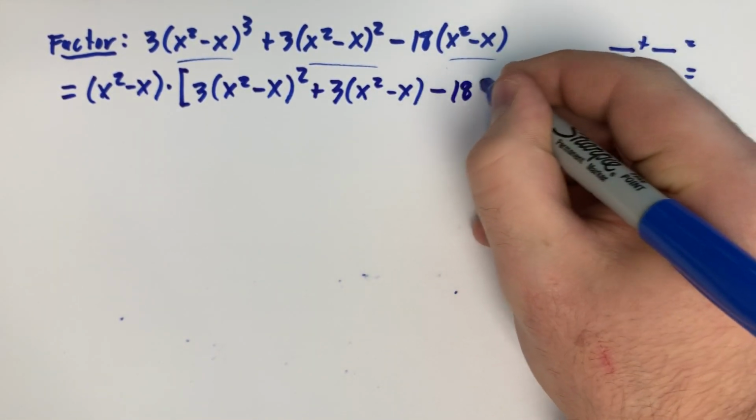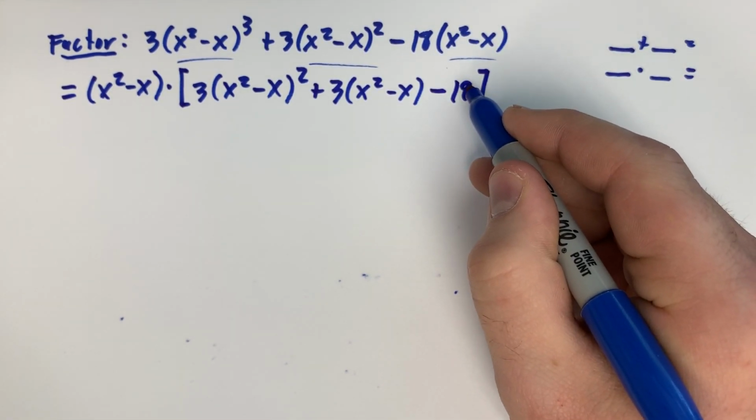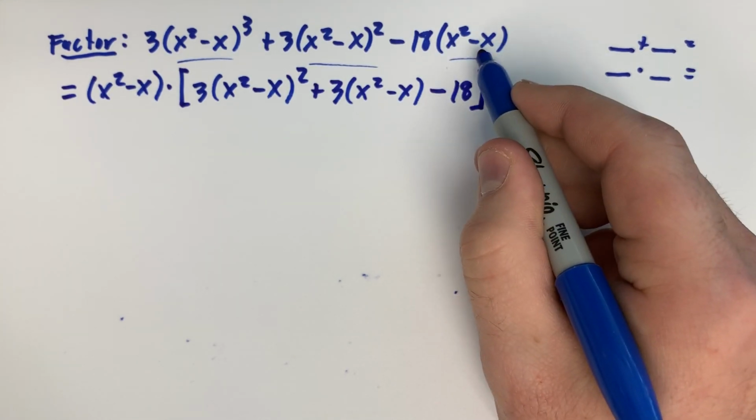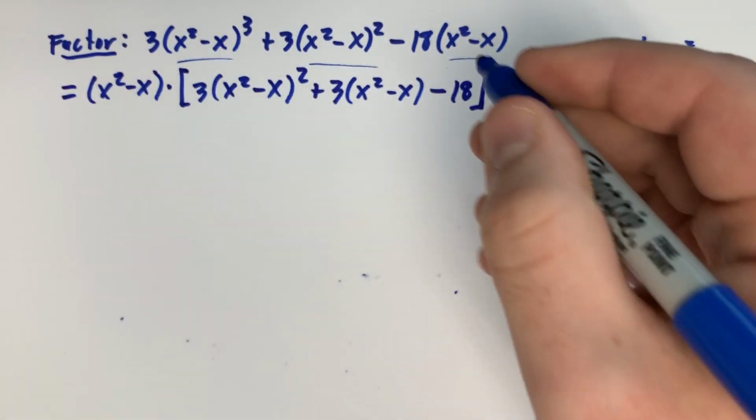And lastly, I have 18. I don't have any x squared minus x here. It's not 0, but it's just 1, because I only took 1 away from here, and that's the only one that we had. So I'm left with just a factor of 18. All right, so far so good.